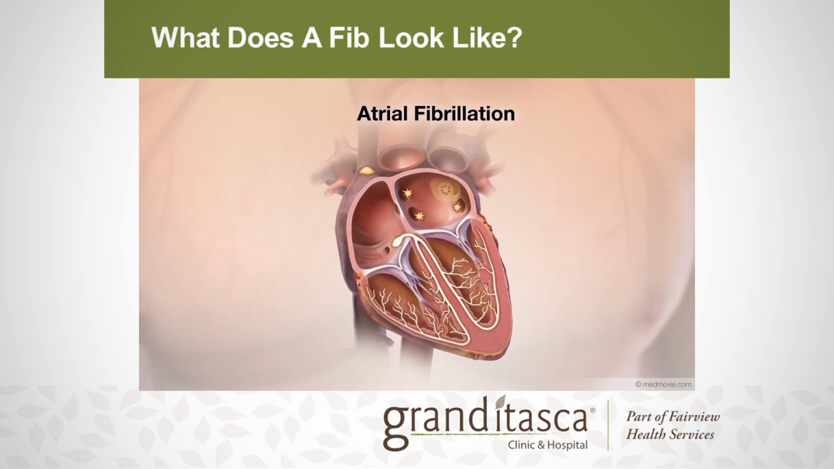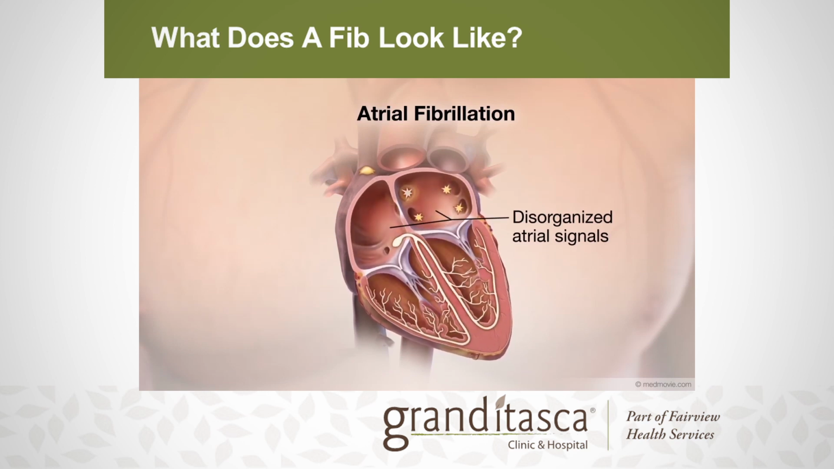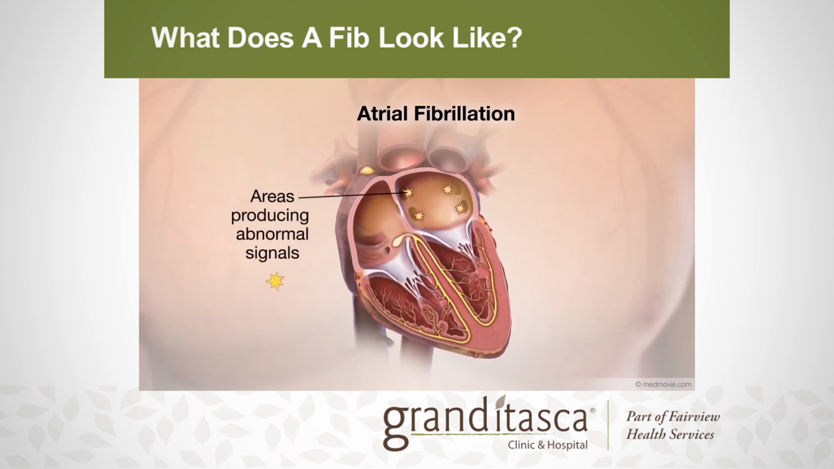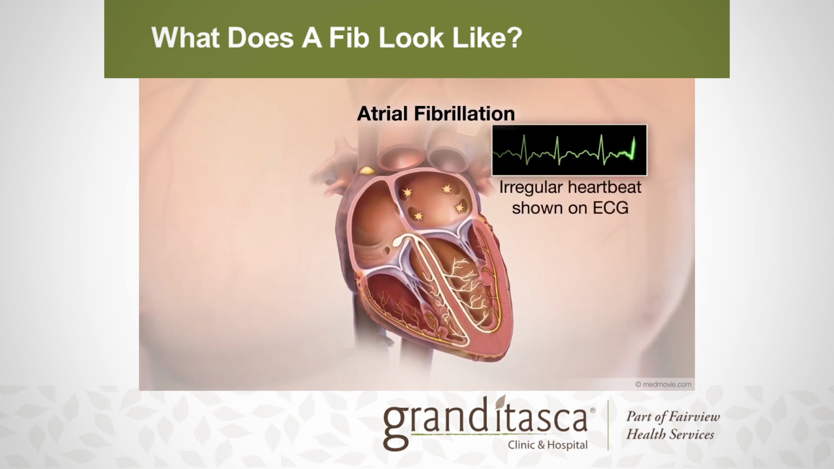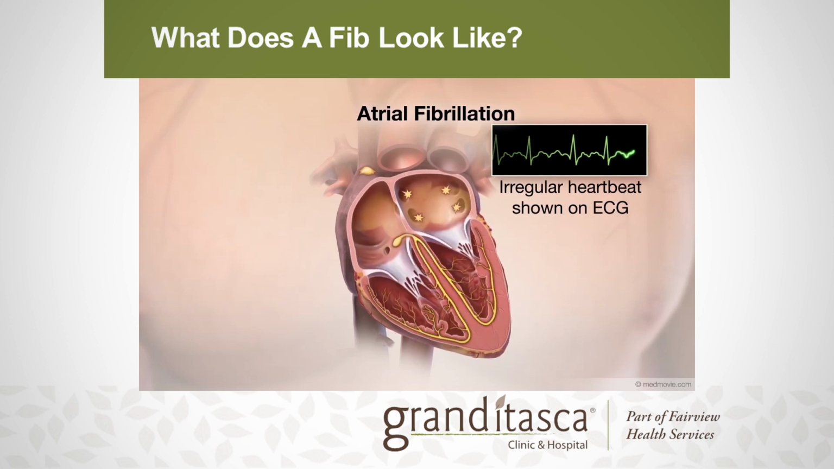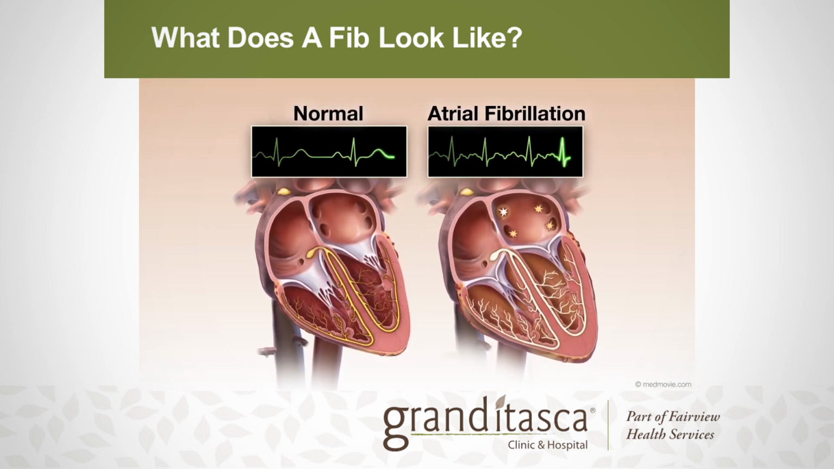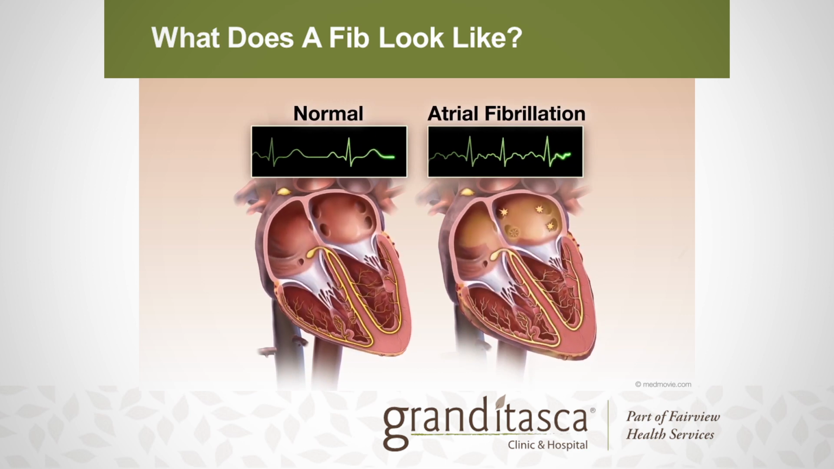Atrial fibrillation is a type of heart arrhythmia, or irregular heartbeat. In atrial fibrillation, disorganized electrical signals originate in the heart's upper chambers, or atria, causing the rhythm to be irregular. These signals come from small areas in the heart, represented here by stars. Irregular heartbeats can be seen on an electrocardiogram, or ECG. Because contractions are not coordinated as in the normal heartbeat, the heart does not pump blood effectively to the body.